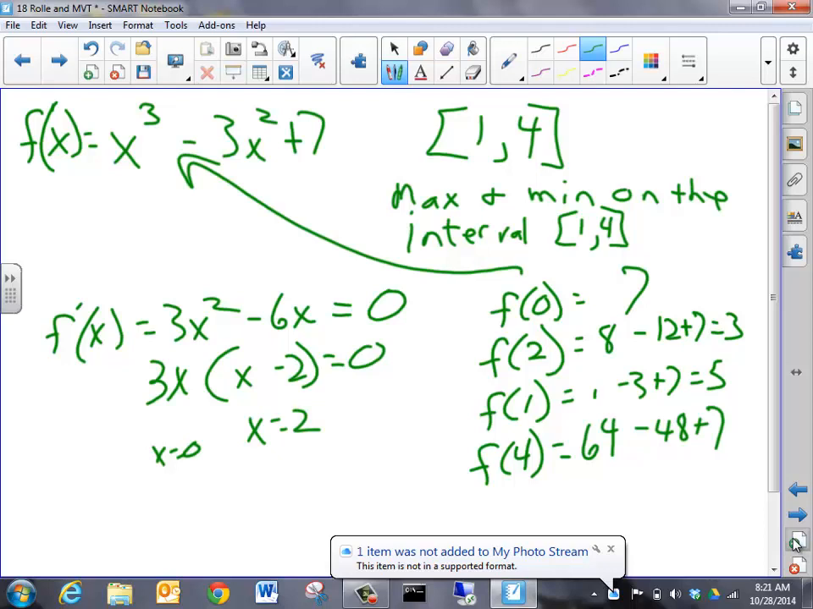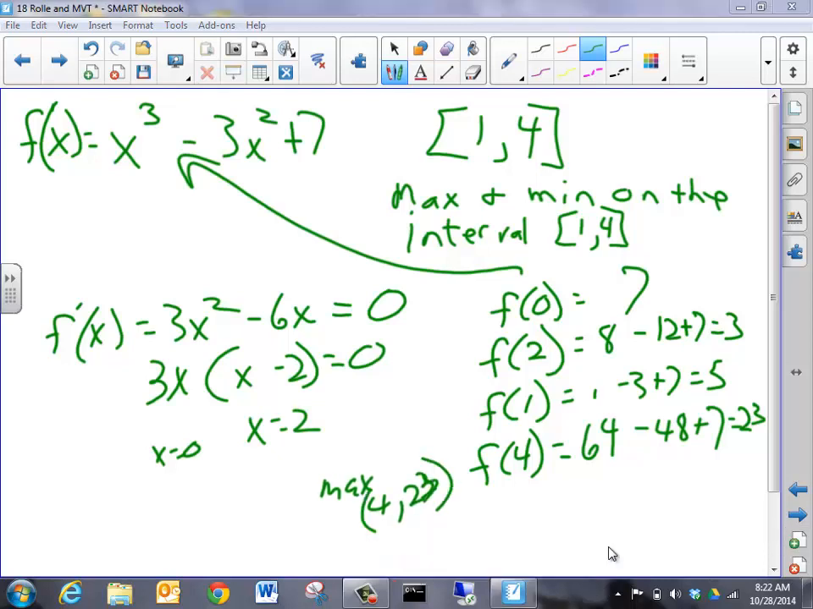64, did I do that right? 16 times 3, 48, okay. So that gives me 16 plus 7, that gives me 23. Yeah, 23. So what is our maximum? Where is the maximum value on this interval? Here's our max, at 4, 23. Where is our min? 2, 3.